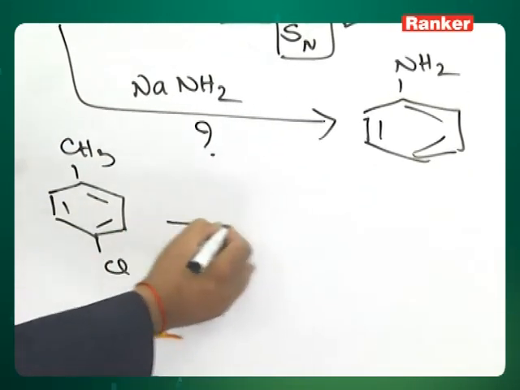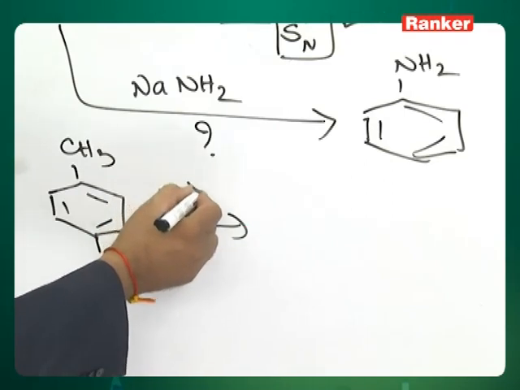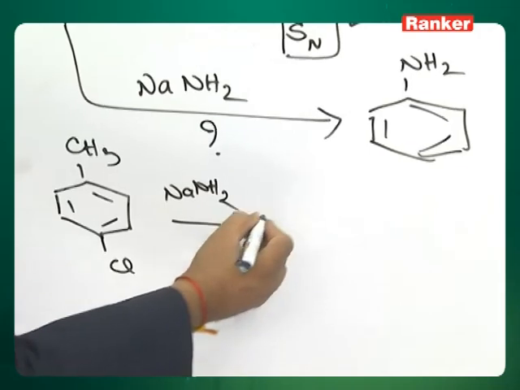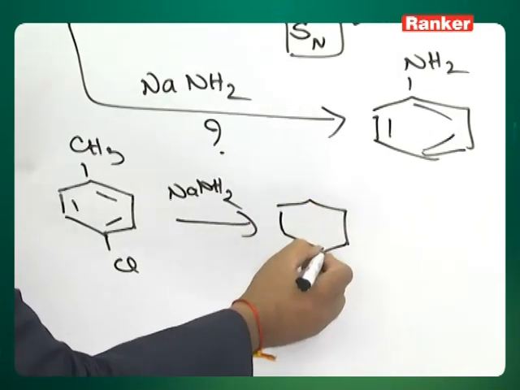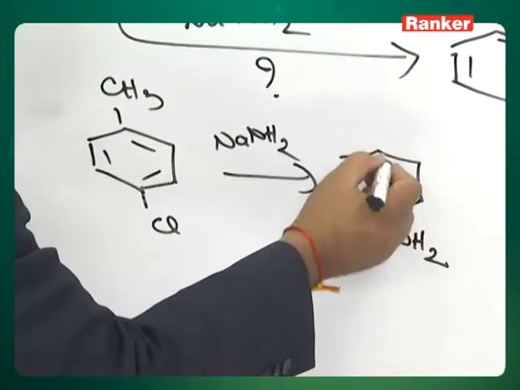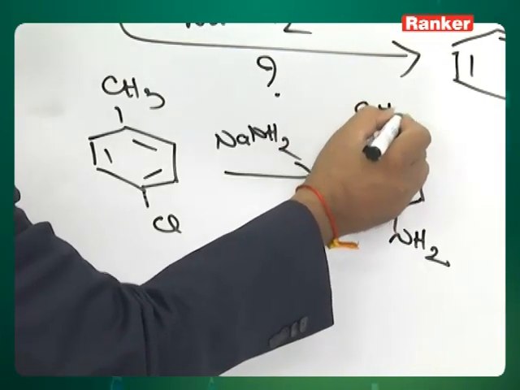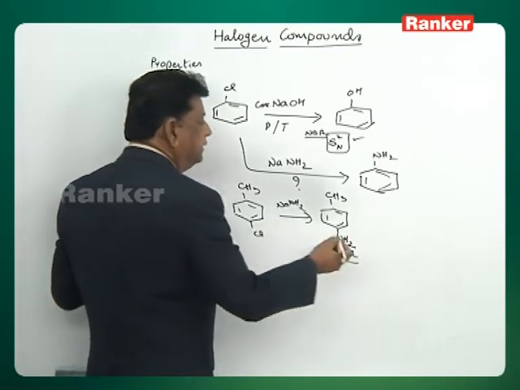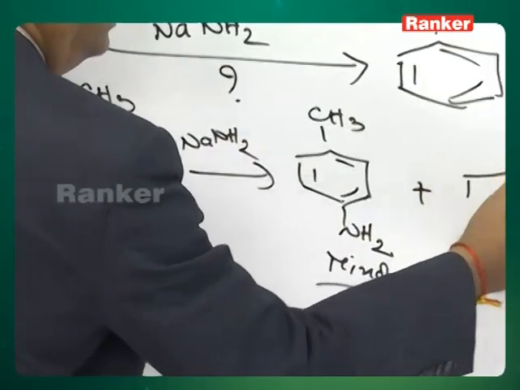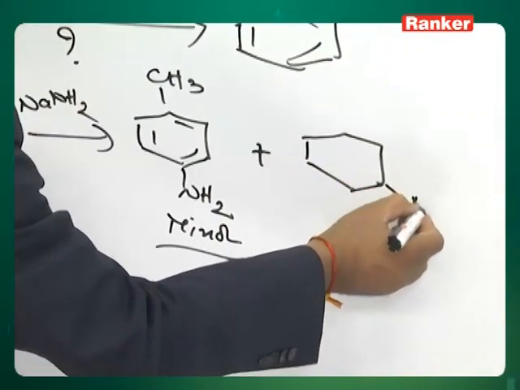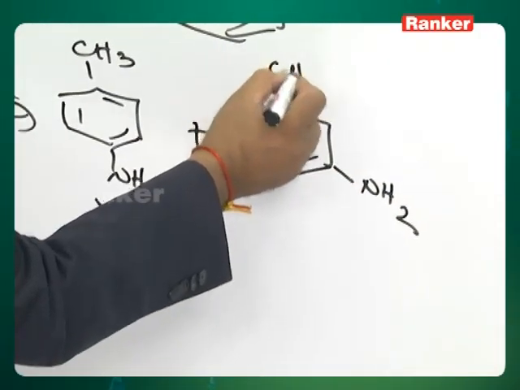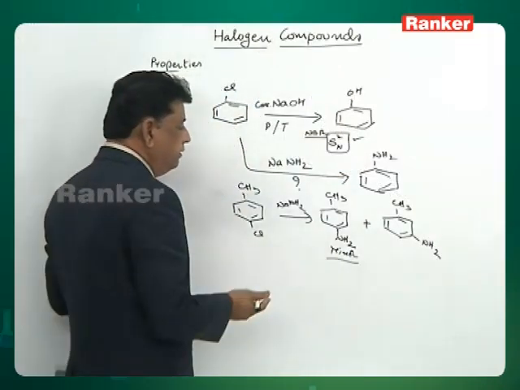then this compound, when I treat it with sodamide, what is the expected answer as per SN2? The chlorine will go, NH2 will come. This is your expected answer. But it so happened that this becomes only a minor product. The major product is some other, unexpected product, that is, the meta amino product has come. Where is this meta product coming from, and why is it major also?